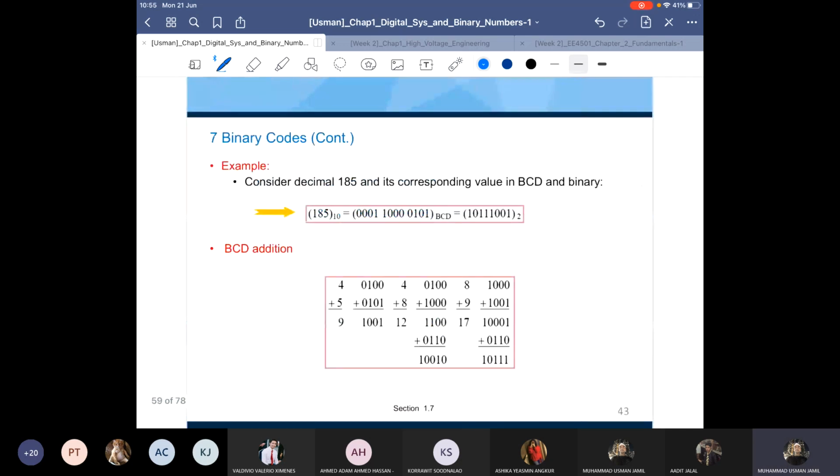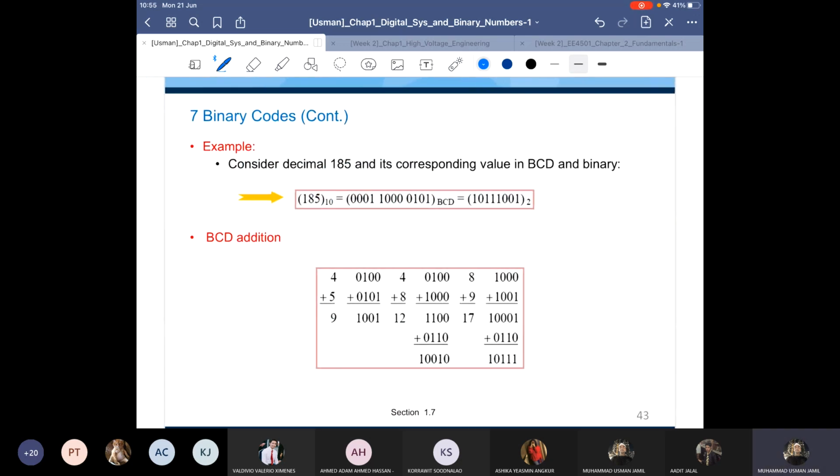Now come to this example. Consider the decimal number 185 and find its corresponding value in BCD. The number is 185, in base 10. So 5 is equal to 0101, 8 is equal to 1000, and 1 is equal to 0001. So this is now in BCD.